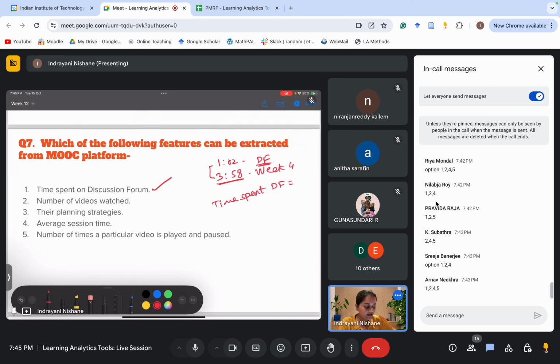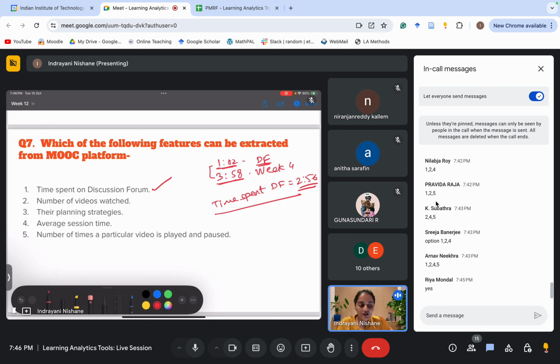Can I subtract this timestamp from this timestamp? At 1 minute 2 seconds I entered discussion forum. At 3 minutes 58 seconds I clicked on week 4. That means I came out of discussion forum at 3 minutes 58 seconds. So time spent on discussion forum was 2 minutes 56 seconds, right? That is how you can calculate the time spent on discussion forum or on any page or any activity. So this we can compute.